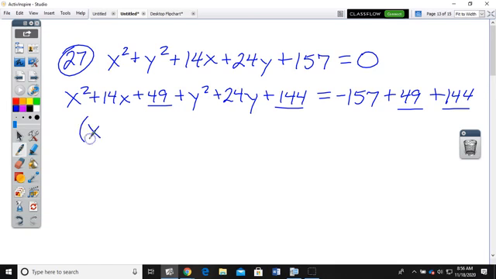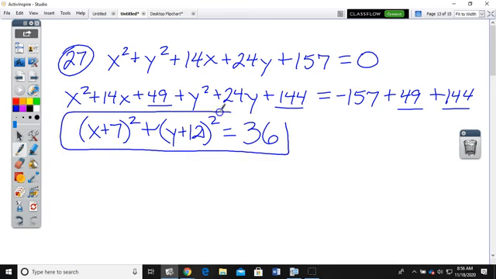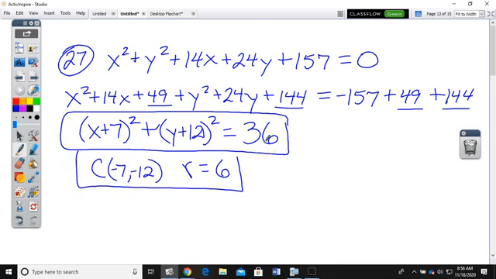So, x, what did we get when we divided this one by 2? Right here? 7. So, (x + 7) squared plus, 24 divided by 2 was what? 12 squared equals, need your help on that one. That's what, 136? Thank you. 36. So what would my center be? (-7, -12). And my radius is 6. Again, because you take the square root of 36, which is 6.